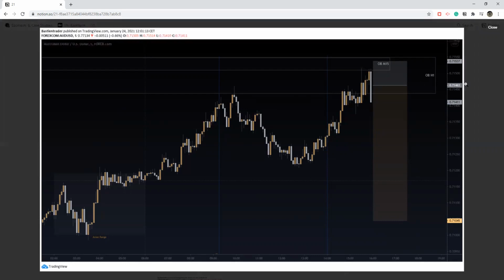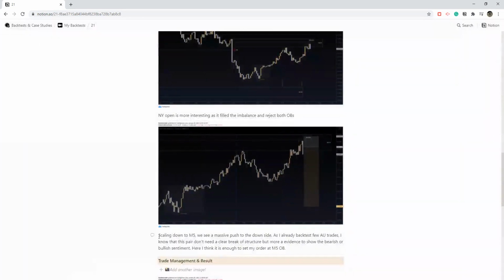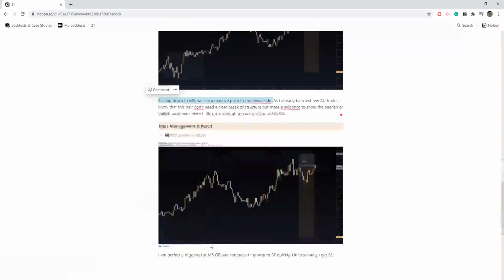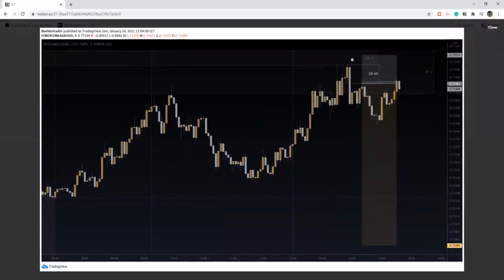So are you already actually setting the entry? Let me see. Yes. As I already backtested these few entries, I know that this pair doesn't need a clear break of structure, but more evidence to show the bearish or bullish sentiment. Yes, and then you have a pullback, push, another pullback. And then you exited break even because the market broke structure.